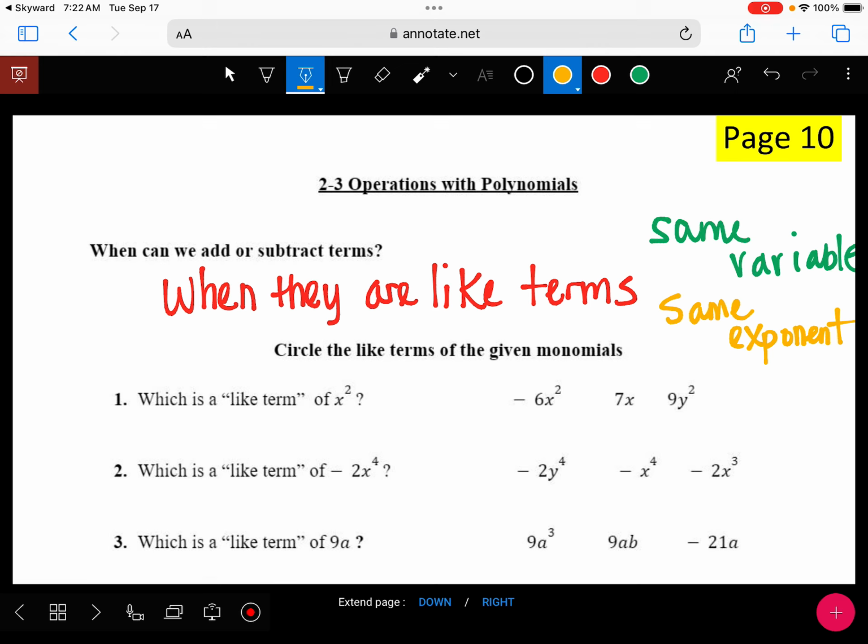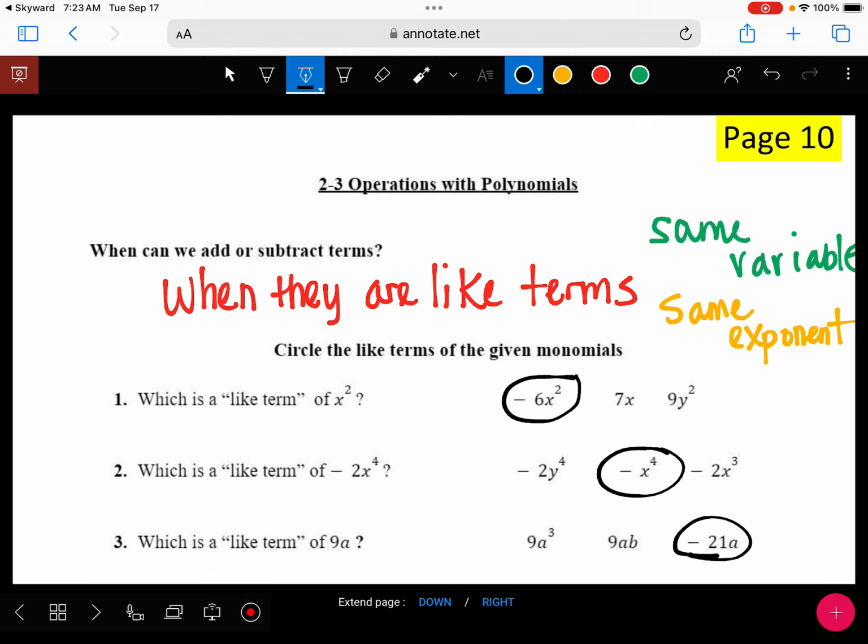So which one would you choose? First, middle, last? Angel, which one would you pick? The first one. Yeah, I agree. What about number 2? Georgia, which one would you pick? The first one? Because we needed to have an x to the power of 4. So which one has an x to the power of 4? Yeah, the second one. Good job. And then number 3, a 9 and an a. LaShawn, which one would you pick? Negative 21a, and that's it.